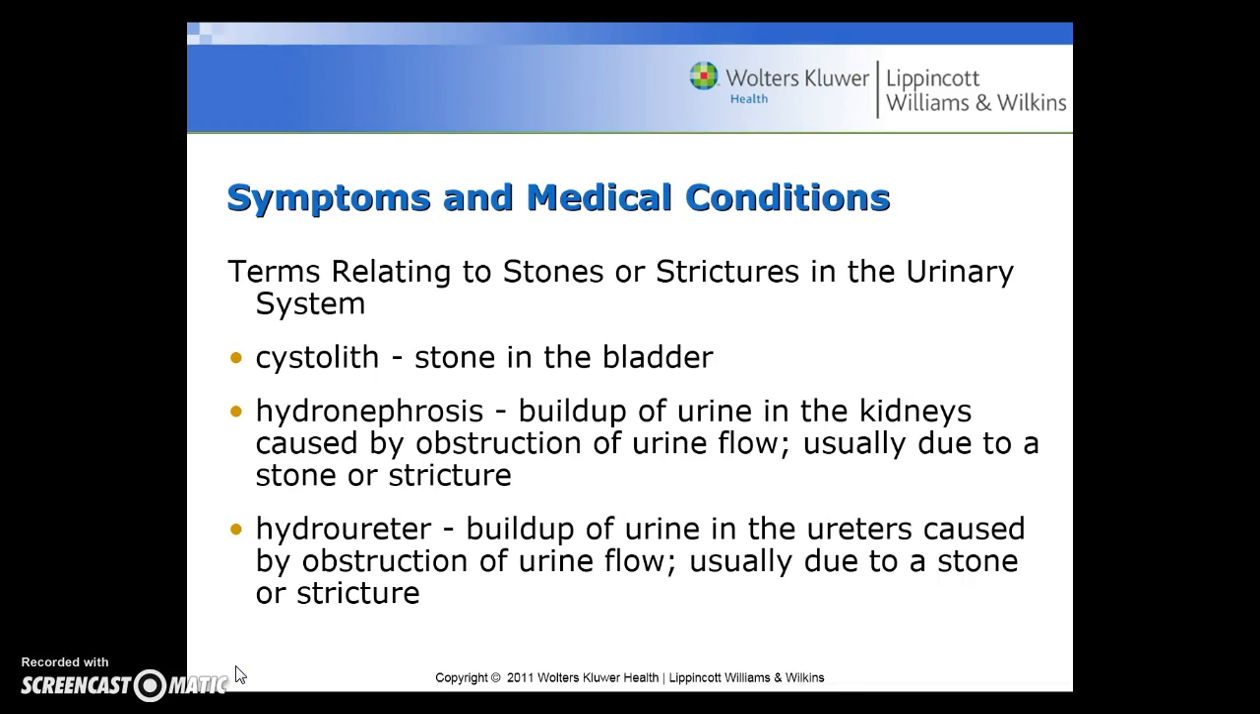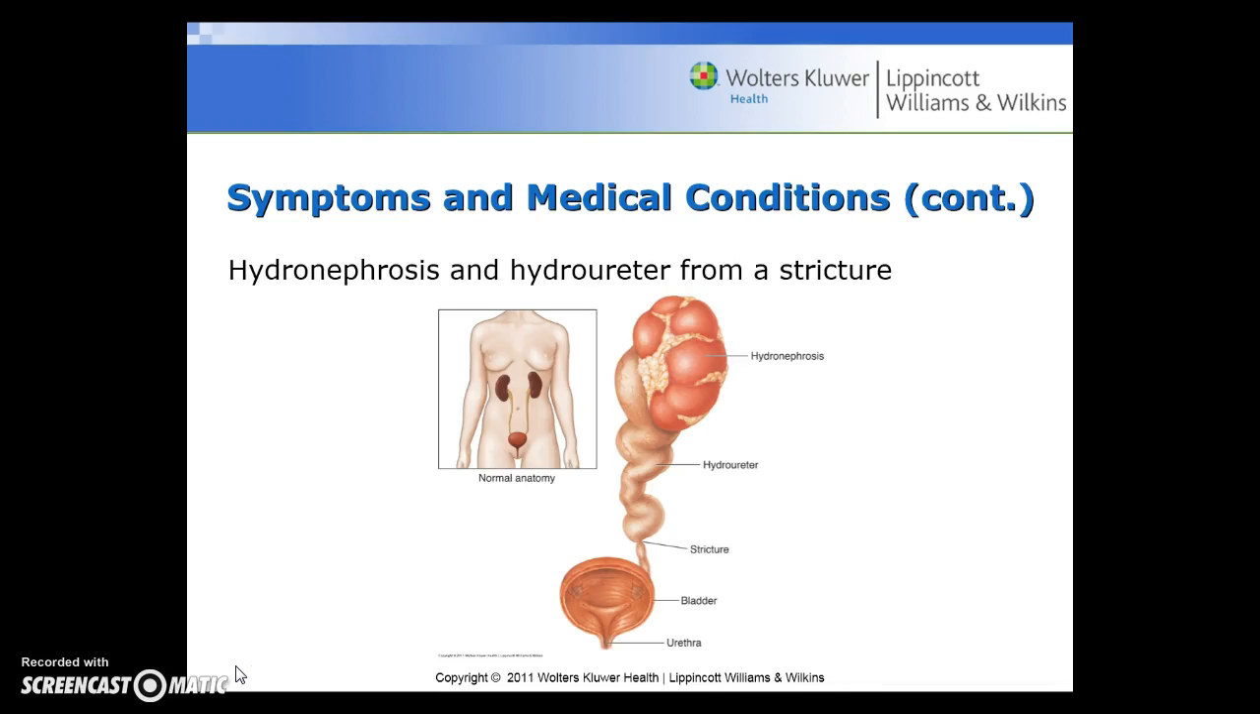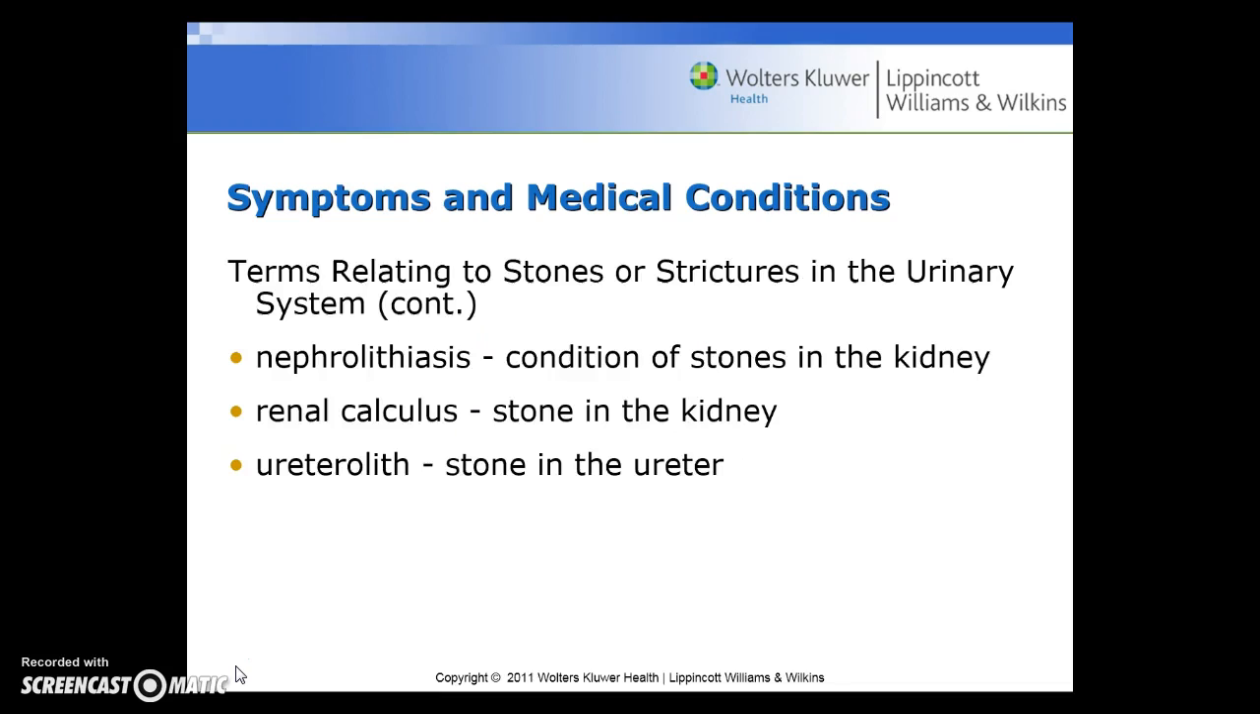A hydroureter is the buildup of urine in the ureters caused by obstruction of urine flow, and that's usually due to a stone or stricture. So here's a picture of the hydronephrosis and the hydroureter from a stone or a stricture, and you can see the buildup in the urine has caused deformation of the tissues and organs there.